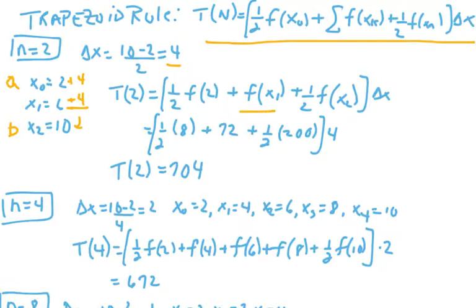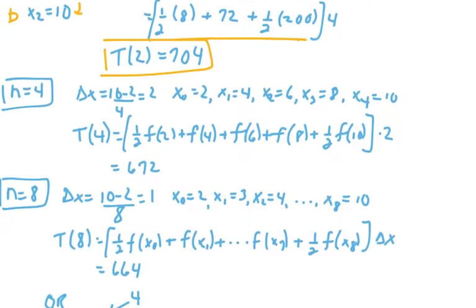So now just using the formula, 1/2 f of x0, which is f of 2, plus f of x1, which is f of 6, and then plus 1/2 f of x2, and that quantity added together and multiplied by delta x. So that comes down to, evaluating it here, t of 2, the trapezoid rule, is 704. If you want to use 4 trapezoids, same process.